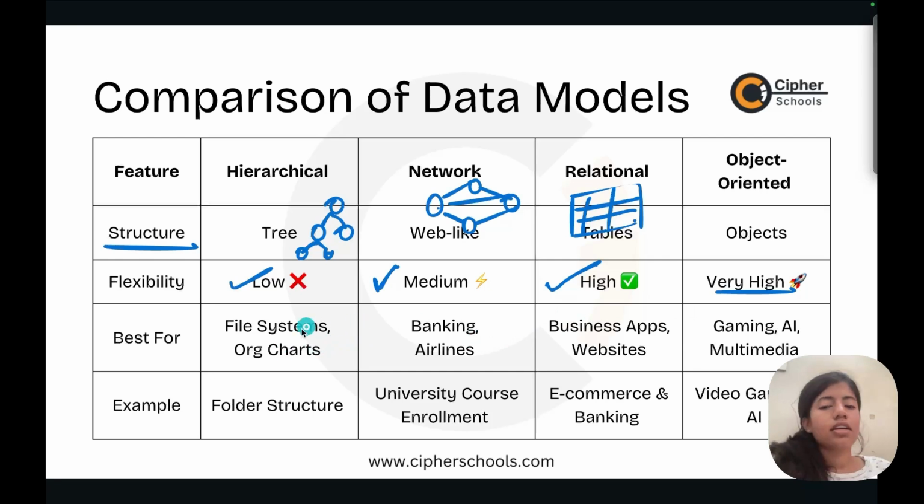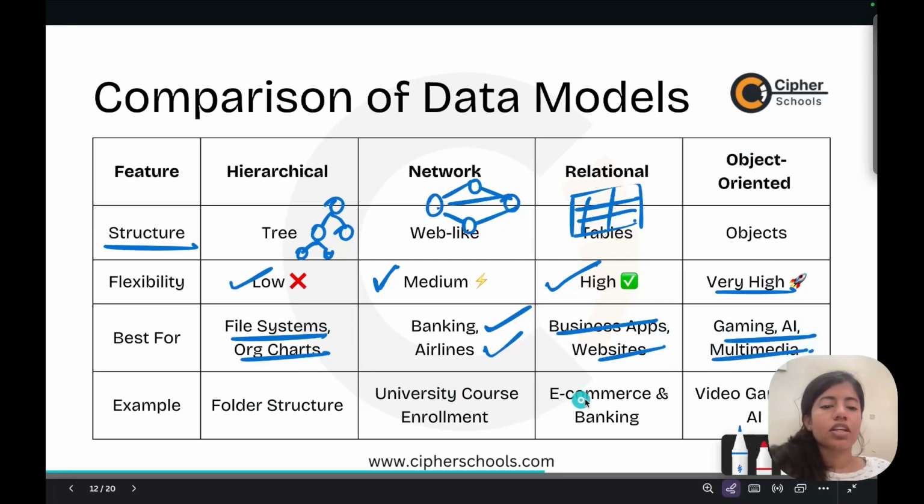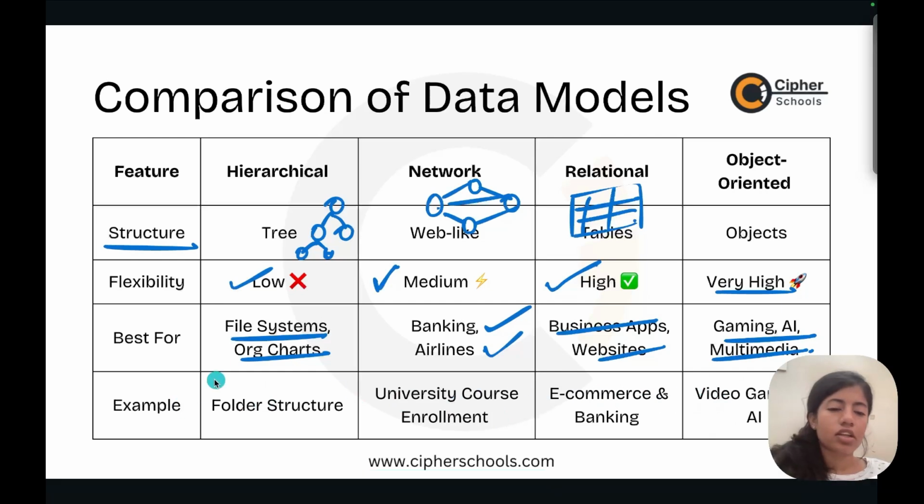So let us understand why and where each is used widely. Hierarchical is used widely in file systems and organization charts. The network model is used in banking and airlines. The relational model is used in business apps and websites. Then object oriented is used in gaming, AI, and multimedia. These are the examples, which we discussed when we covered each model one by one.